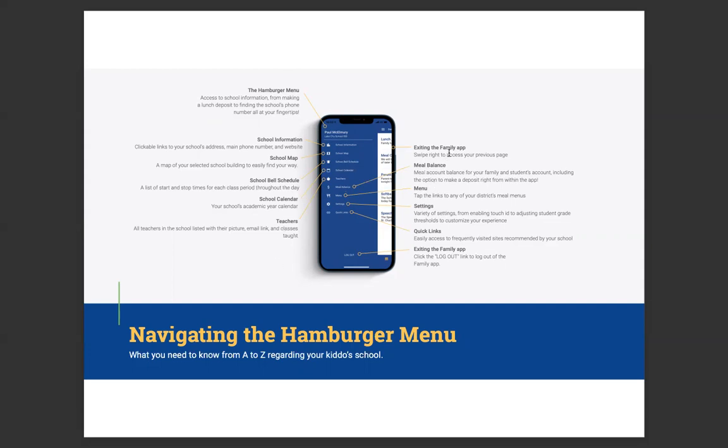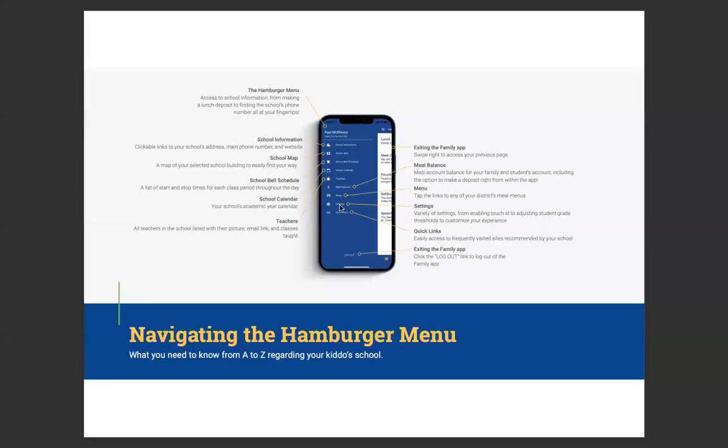Absolutely. Then, exiting the family app, you can swipe right to access your previous page if you want to get away from the hamburger menu. We also have meal balances listed right here, a meal account balance for your family and your student account, including the option to make a deposit right from within the app. There's a menu, tap the link to see your district's meal menus.